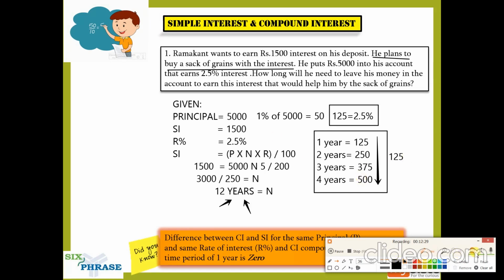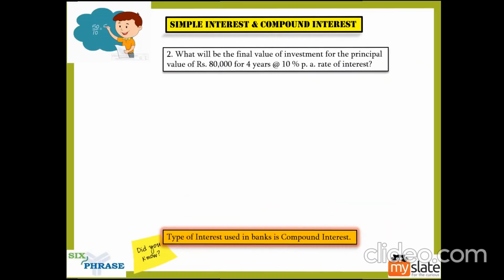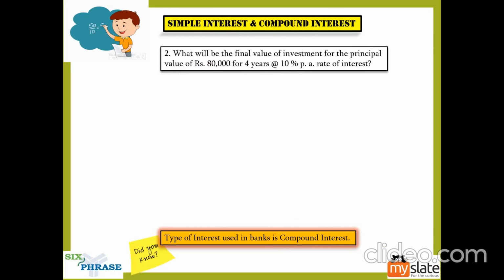So we'll move on to the next one. What will be the final value of investment for the principal value of rupees 80,000 for 4 years at 10 percentage per annum rate of interest? Again, guys, you can see there is no mention of simple or compound interest. So if there is nothing mentioned, go for simple interest. So final value, in other words, what they're asking is amount.